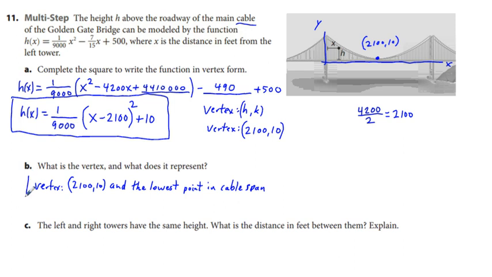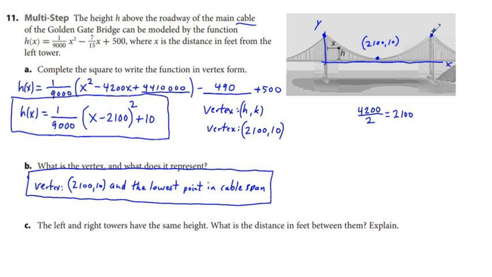Okay, that's that one here. Next, the left and right towers have the same height. What is the distance in feet between them? Explain. Well, here we have at x equals 0, if we plug in 0 to the original equation, we get a height of 500. Well, because of symmetry, if we come to the right 2,100 feet and go another 2,100 feet, we're going to get the point 4,200 comma 500.